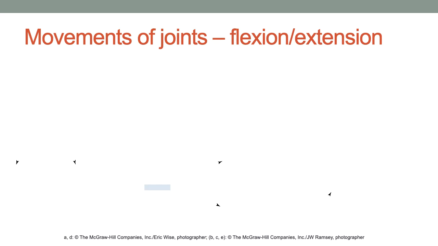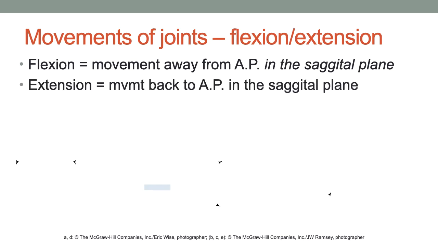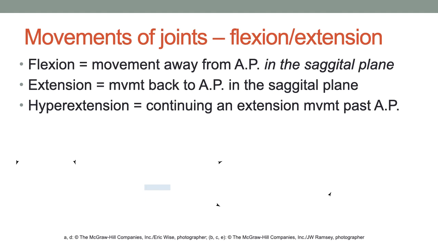So first let's talk about flexion and extension, the first type of movement in this presentation. So flexion is simply the movement of a portion of the body away from anatomical position along or within the sagittal plane. Extension is the movement back to anatomical position, again in the sagittal plane. And hyperextension is when you continue extension, so the same movement to make the extension past anatomical position.